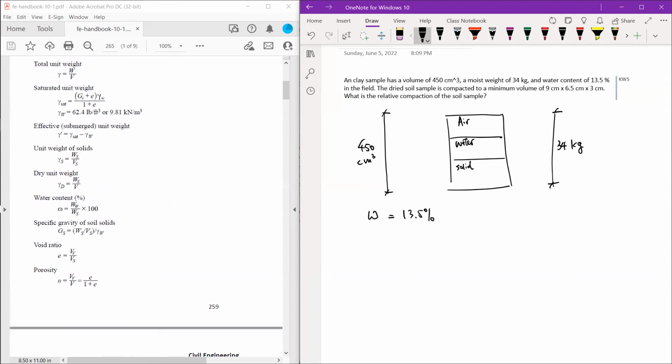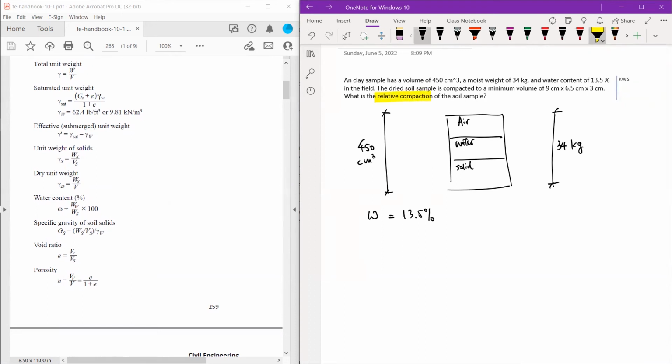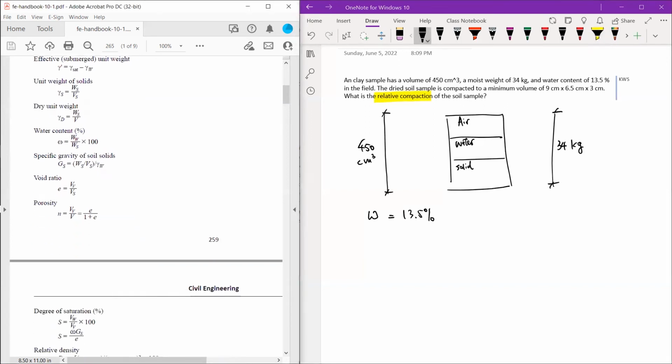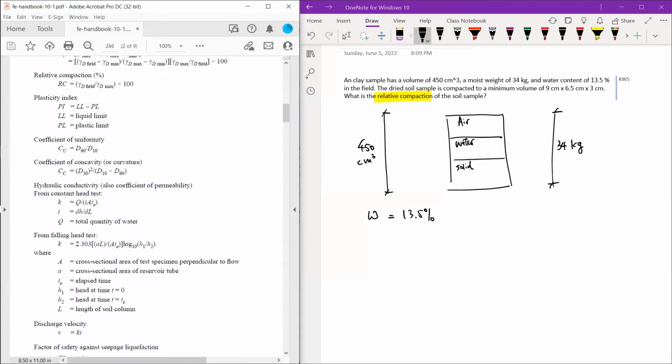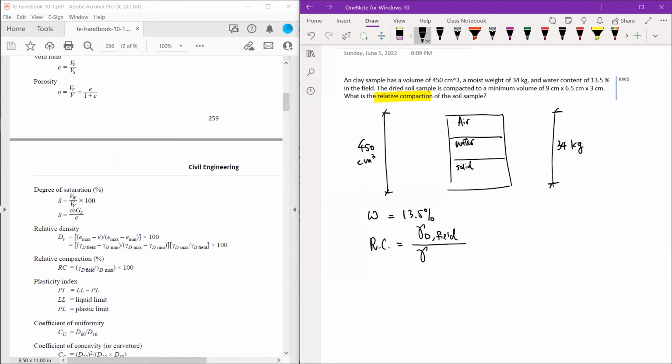So the question asks for the relative compaction. And we go back to our FE exam manual. It gives you the relative compaction formula right there. So relative compaction is equal to the dry unit weight in the field divided by the maximum dry unit weight, which can be figured out in the lab, and then times 100%.